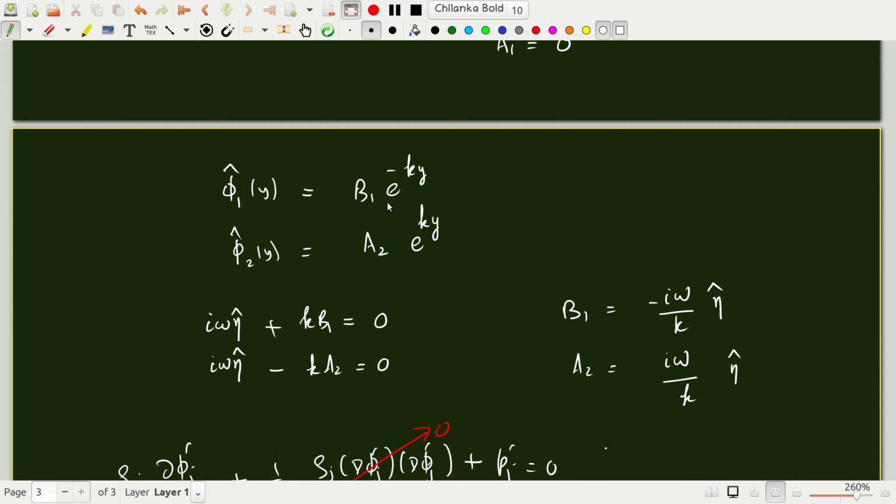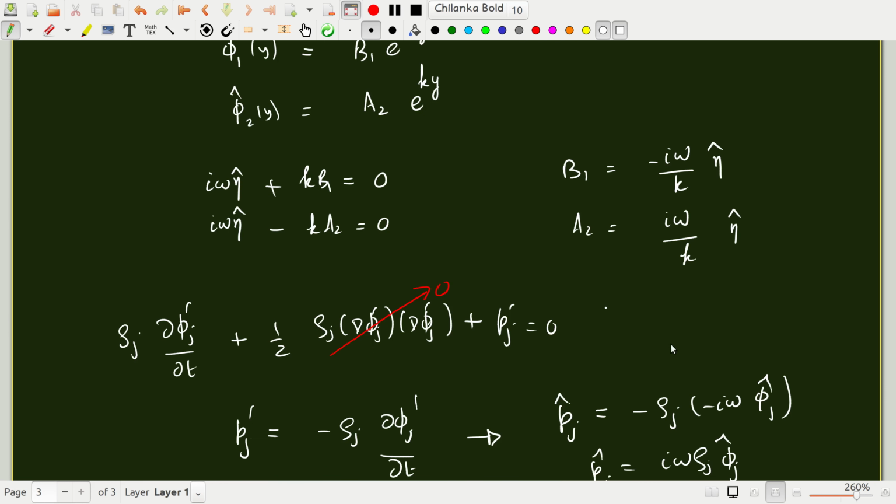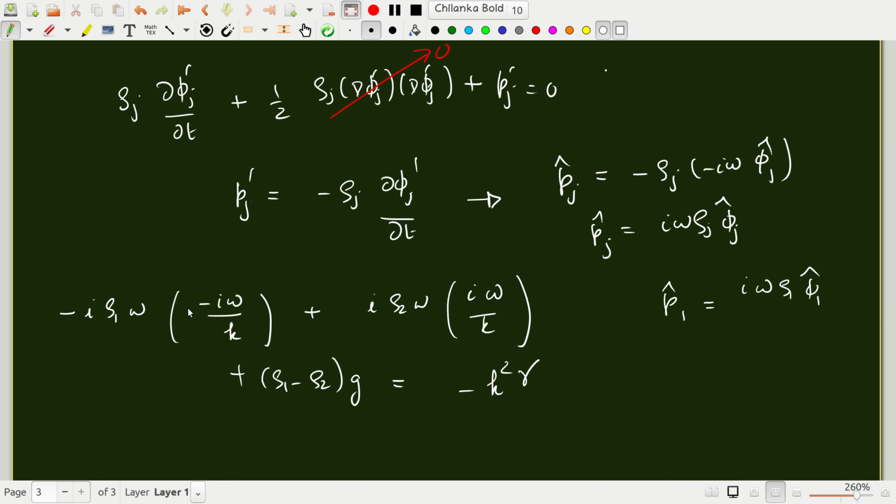Instead of phi1 I'll get b1, phi2 I'll get a2, but I know b1 and a2 in terms of eta, so I write everything and cancel eta right through. Okay, then I will get this, right? And remember that 1 is here, 2 is here, and gravity is acting like this.